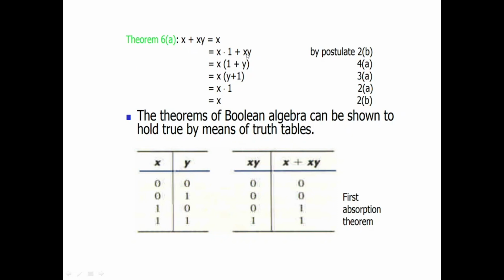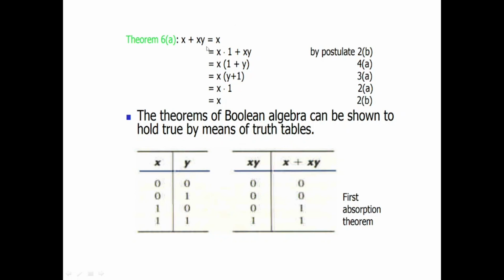So x plus xy can be written as, and this x can be written as x dot 1, that is by postulate 2b. So x dot 1 plus xy can be written as x into 1 plus y by 4a, and this 1 plus y can be written as y plus 1 by 3a, that is the commutative property. So x into y plus 1, and this y plus 1 can be written as 1 by 2a, and x dot 1 can be written as x by 2b. So this is the proof for the absorption theorem.